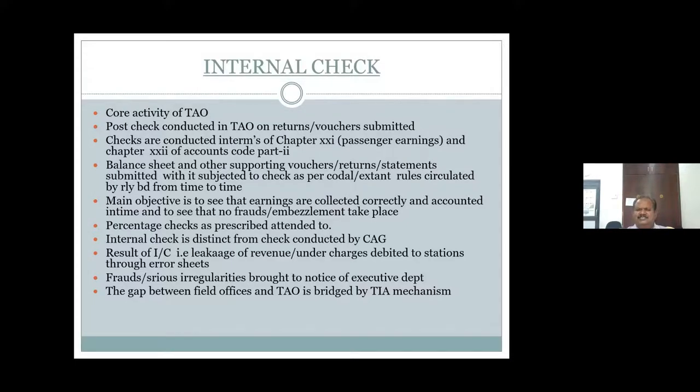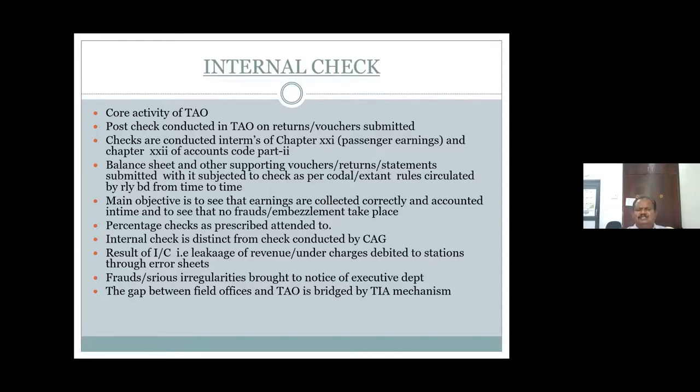Though the nature of the work involved is similar, CAG audit is different. They conduct audits at the stations as well as of the work done in the internal sections of the traffic accounts. As a result of internal check, leakage of revenue and undercharges, if any, are reflected through error sheets and conveyed to the stations.